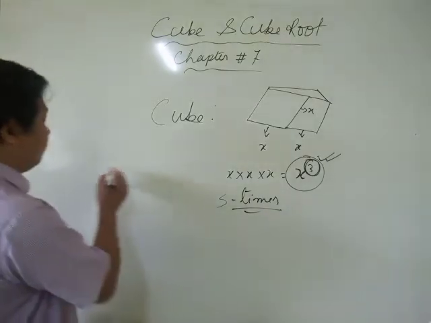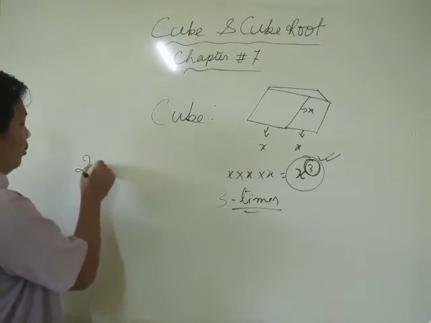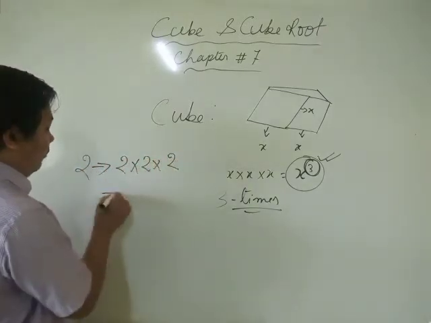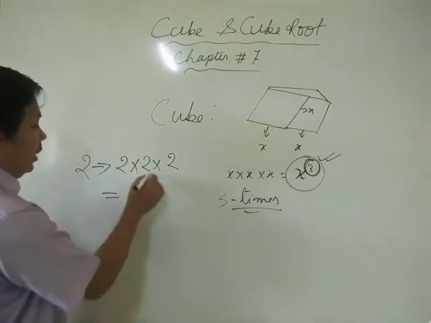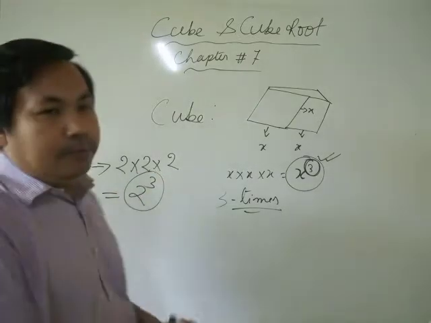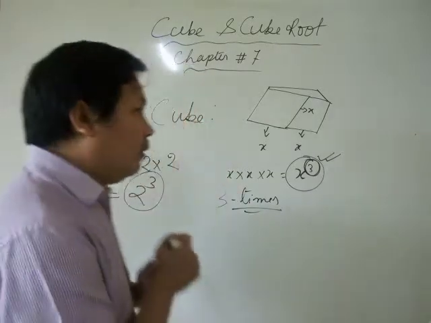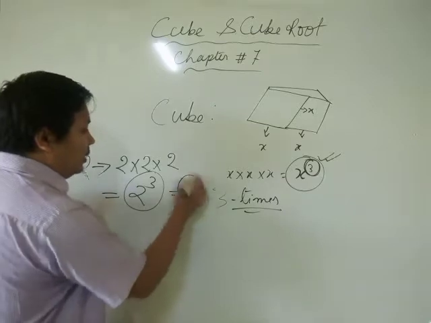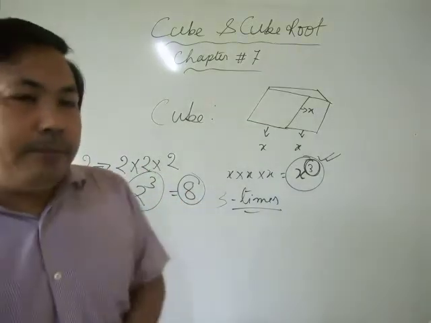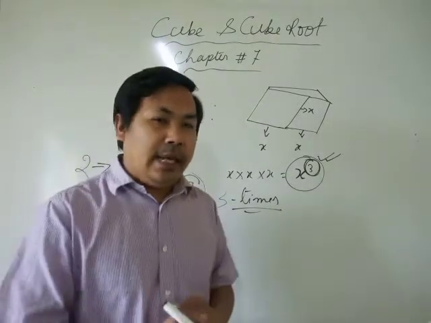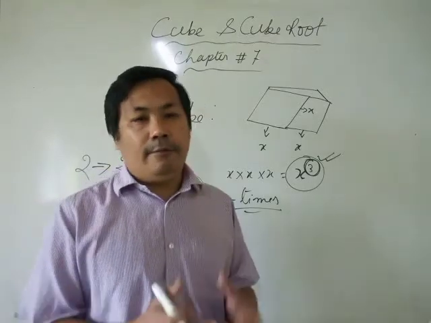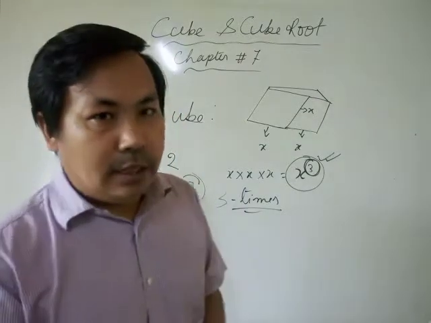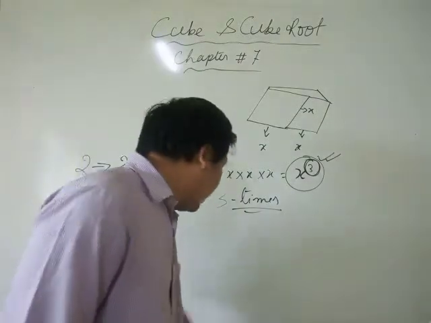For example, 2. If 2 is multiplied 3 times, then it is called 2 cube, that is 2 to the power 3. The cube of 2 is 8. 8 is the cube of 2, meaning when we multiply 2 three times, we get 8, and 8 is called the cube number of 2, or a perfect cube. Understand? Let us see some more examples, my dear student.